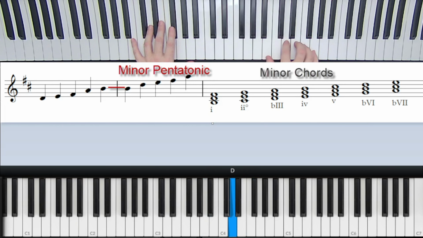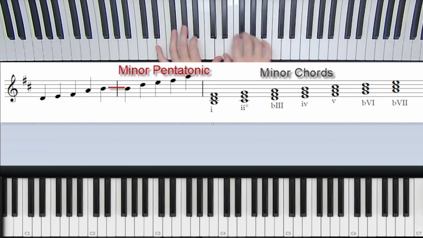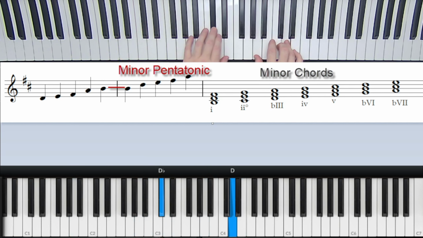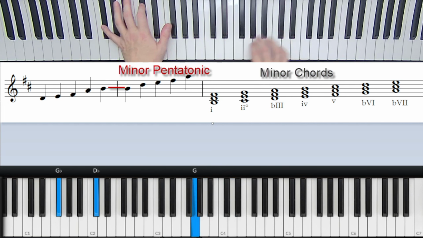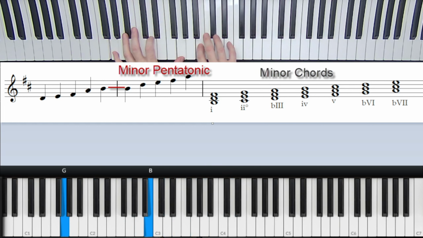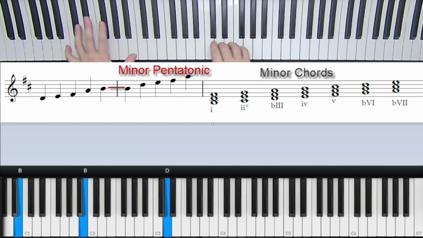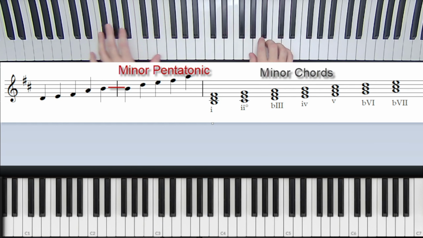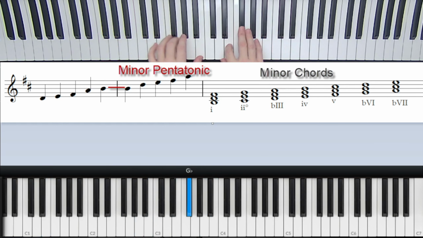So we could use pentatonic mixed with normal Aeolian. Pentatonic, normal Aeolian, pentatonic. So there's no rule saying you cannot mix the two scales together, Aeolian and pentatonic, natural minor or pentatonic. There's no rule saying you can't do that.